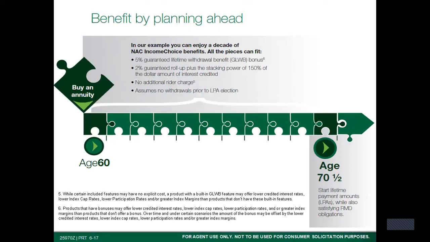When I explain this, I explain it like a triple threat on the income account value. First, you get a 5% bonus. You get a compounding 2% roll up for a maximum length of 20 years. On top of those two guarantees I just mentioned, you have 150% stacking credit of the dollar amount of interest credited. And again, there's no rider charge. So when we're taking a look at this chart here from age 60 to 70 and a half, you've got two guarantees and some great potential that'll be working in the client's favor. And what I like about this product is the additional flexibility of no rider charge here.